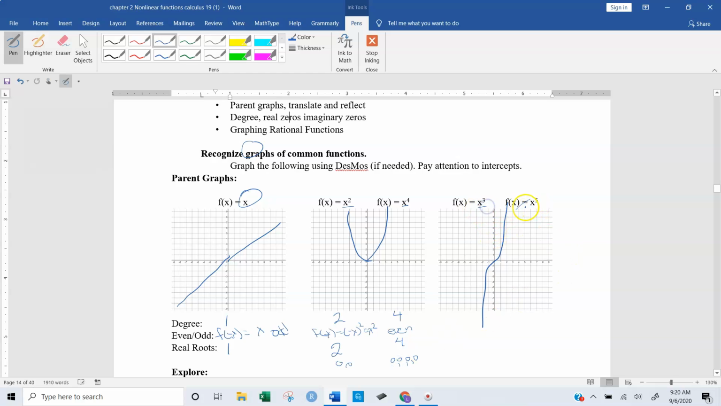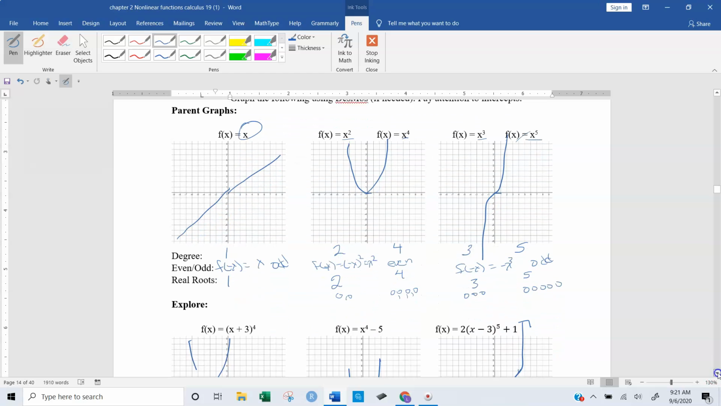Okay, x cubed and x to the 5th. Again, it flattened out here when you drew it in. You should have had degree 3 and 5. Plugged in your negative x, and you got negative x cubed, completely opposite. So both of these are odd. And again, real roots, there's technically 3 and 5. With a multiplicity, this guy has 3 zeros, and this guy has 5 zeros.